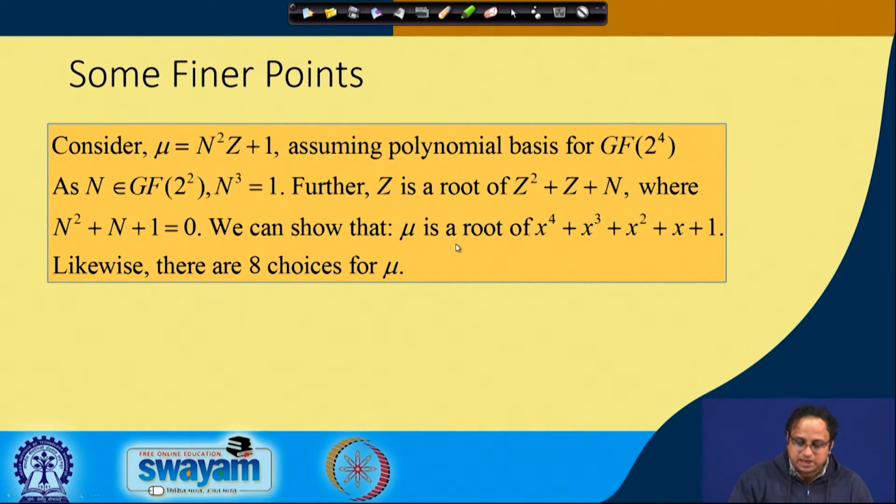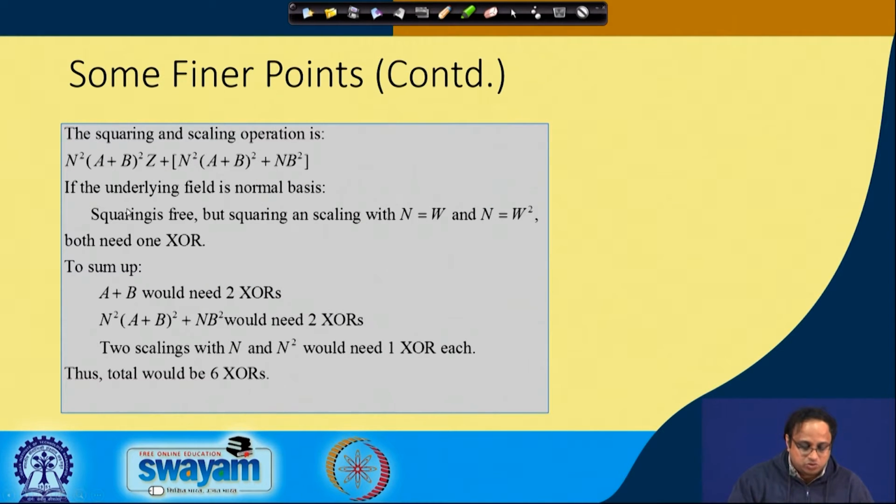You can show, again I leave it as an exercise, and you can follow it from the textbook also, that mu will satisfy this equation. That means mu is a root of the irreducible polynomial in GF 2 power of 4, which is x to the power of 4 plus x to the power of 3 plus x squared plus x plus 1. Likewise, mu can also be a root of the other irreducible polynomial, which is x to the power of 4 plus x cube plus 1, and that is why there are 8 choices of mu. One of these choices is, say, n squared z plus 1. With this choice you can observe the squaring and scaling operation. Again, I leave it as an exercise to verify this equation. I will just show you the enumeration here.